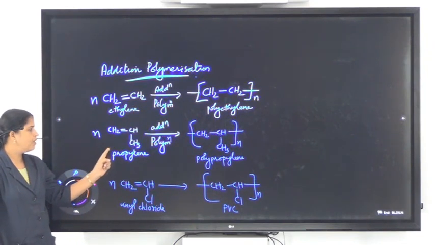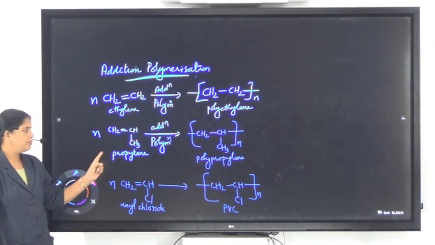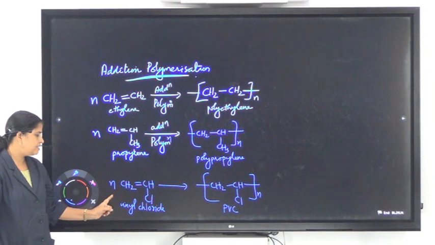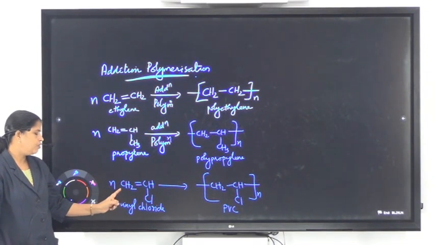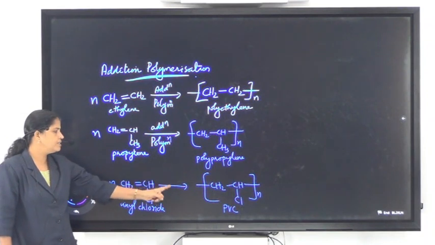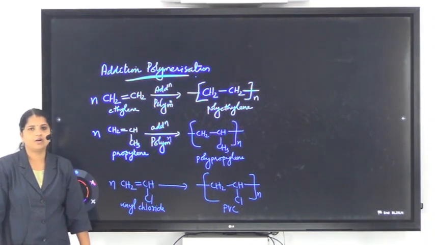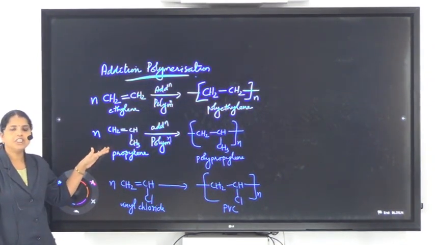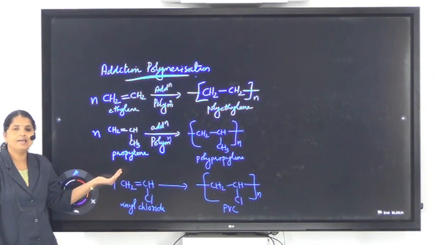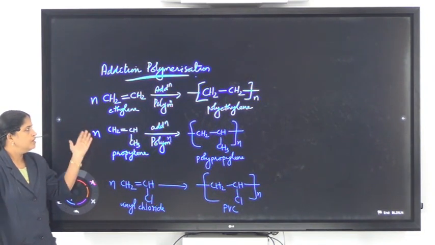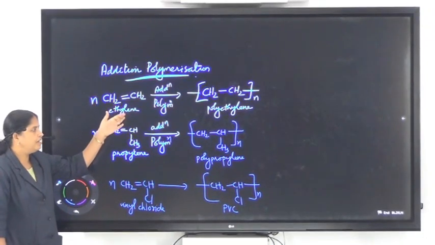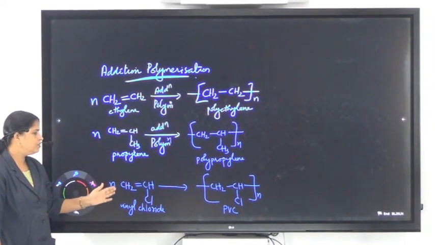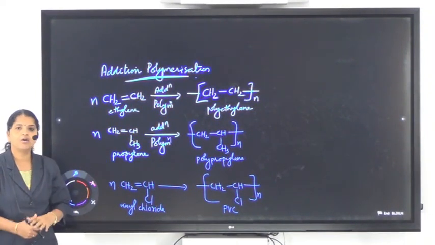The next example is polypropylene. Propylene is the monomer unit. Propylene undergoes addition polymerization and forms polypropylene. Then another example is polyvinyl chloride. The monomer unit is vinyl chloride. It undergoes addition polymerization and forms polyvinyl chloride. In all these three examples, there is simple addition of monomers without elimination of simple molecules. So polypropylene is formed by the simple addition of propylene molecules, and PVC is formed by simple addition of vinyl chloride molecules.